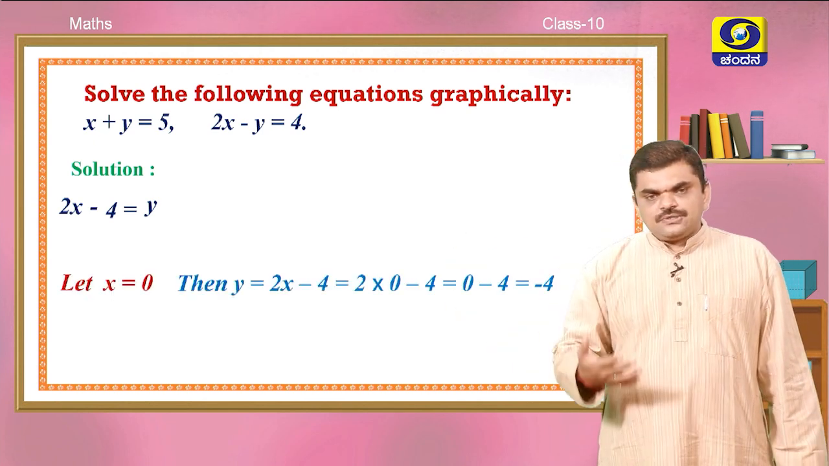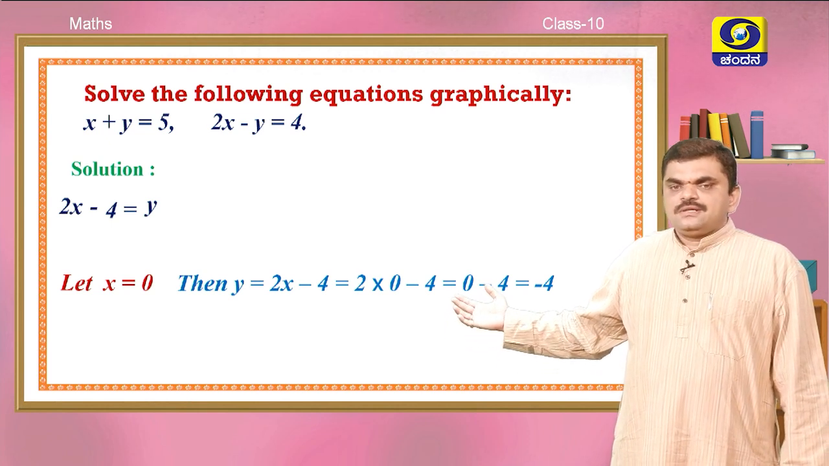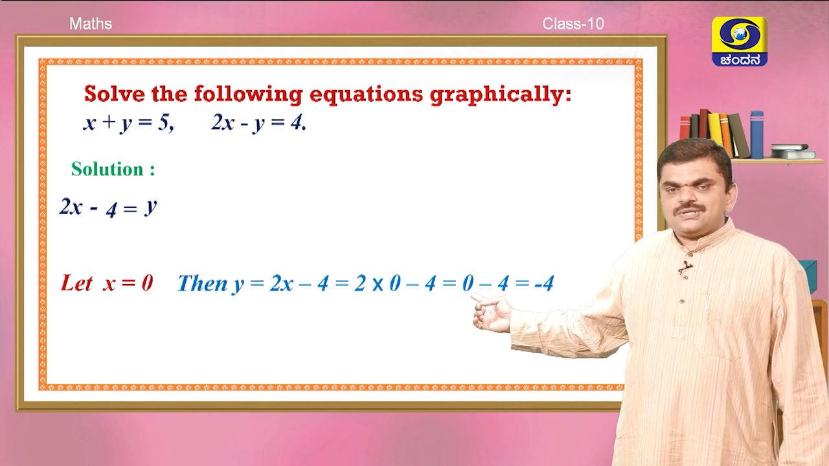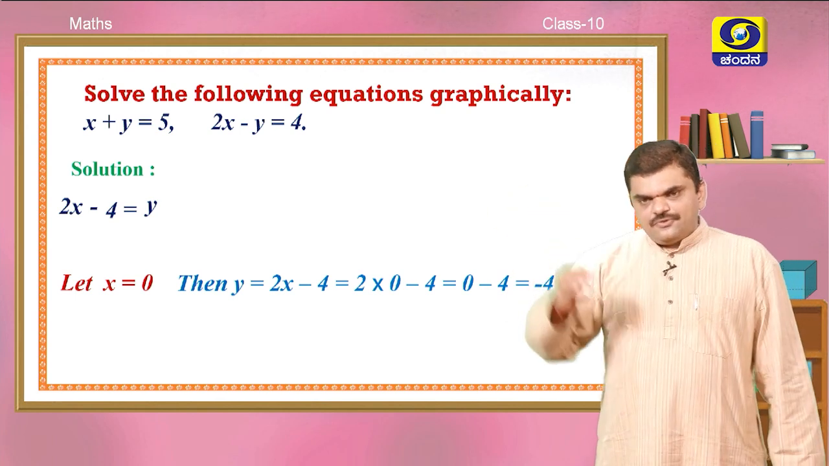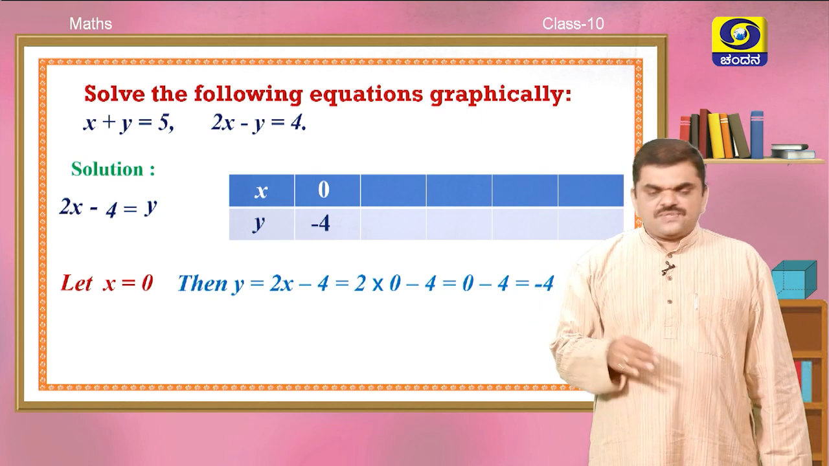Let x is equal to 0, y becomes 2x minus 4 is equal to, what is 2x minus 4? 2 into 0 minus 4, that is 2 into 0, 0. 0 minus 4, that is minus 4. Write it in the table. When x becomes 0, y becomes minus 4.